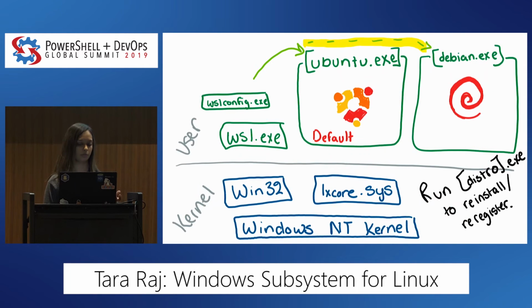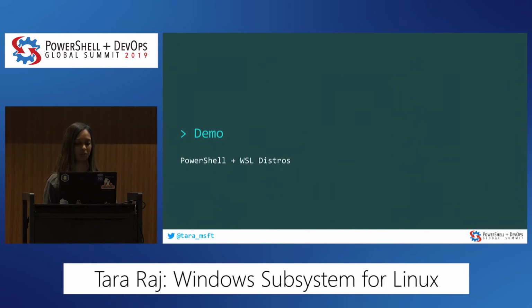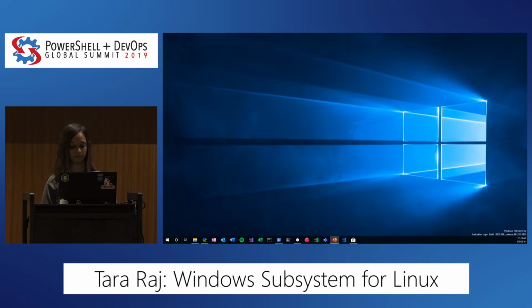You can also re-register. So one thing that you can do is you can run a distro by its executable name. So if I say Debian.exe, for example, then that will just run Debian from PowerShell. So I'll go into a little bit more about how you can interface PowerShell with your WSL distros now.